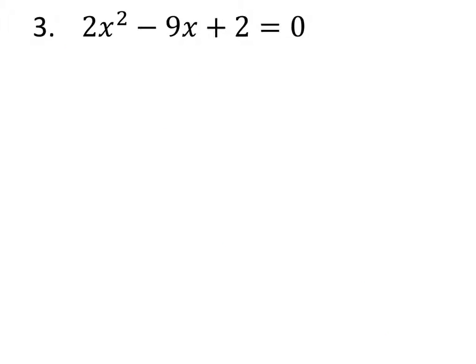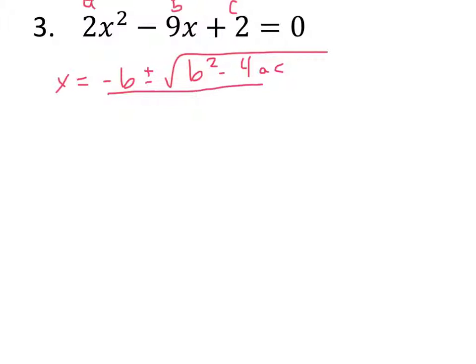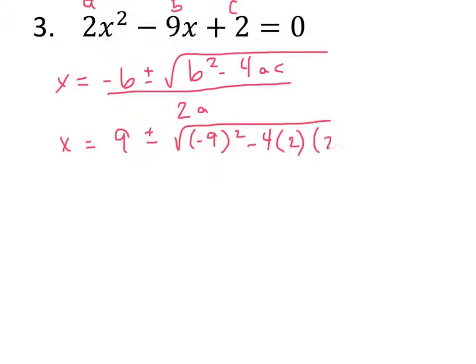Alright, for question 3, same thing. We have a, b is negative 9, and c is positive 2. So we need our quadratic formula. And now we just plug everything in. 9 is going to be positive here since it started off as negative. And negative 9 squared minus 4 times 2 times 2.